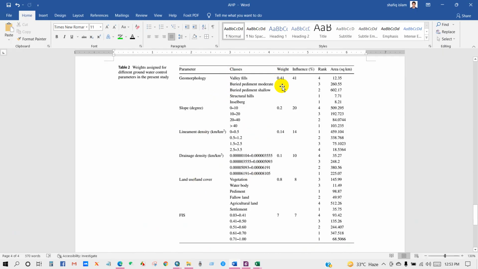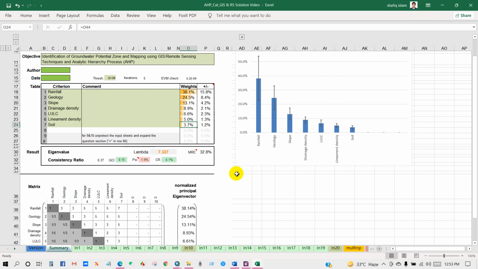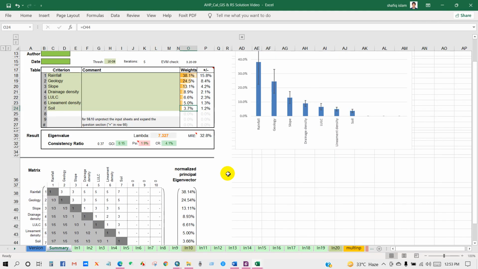You can generate this table from this Excel sheet for your research paper. Anyway, now I will add this weight and influence in the weighted overlay table.